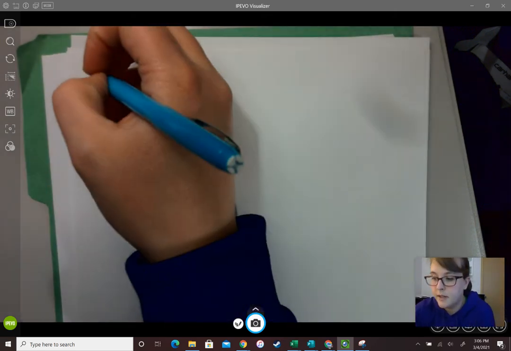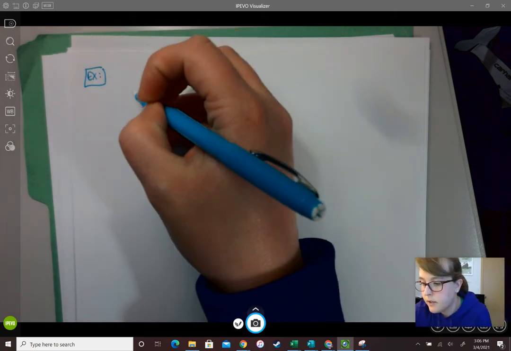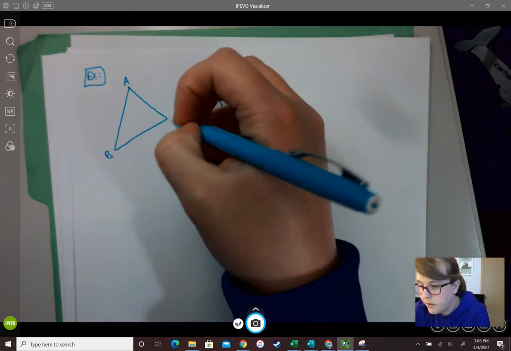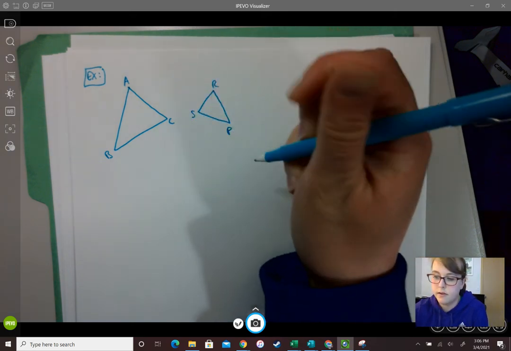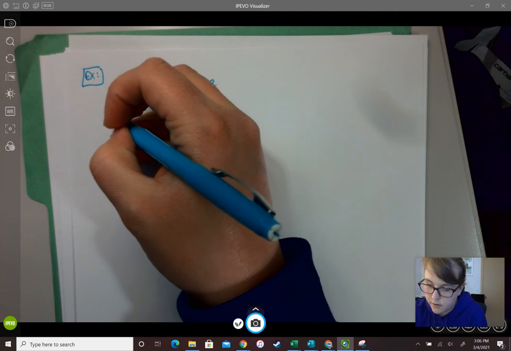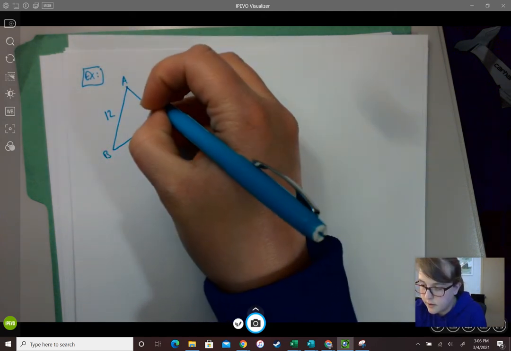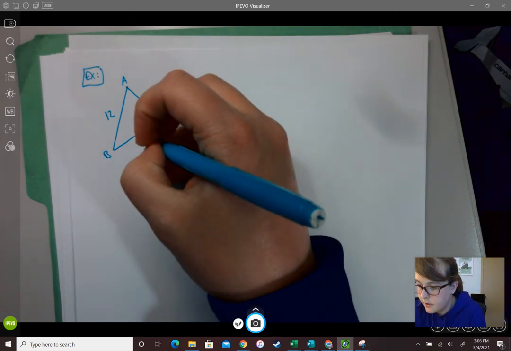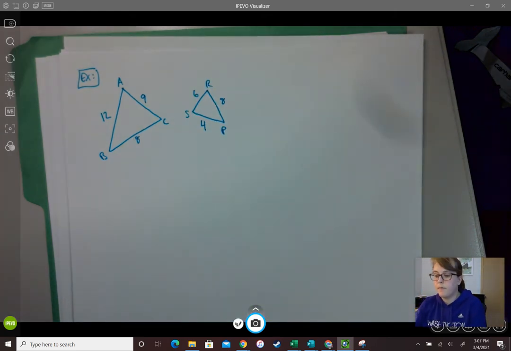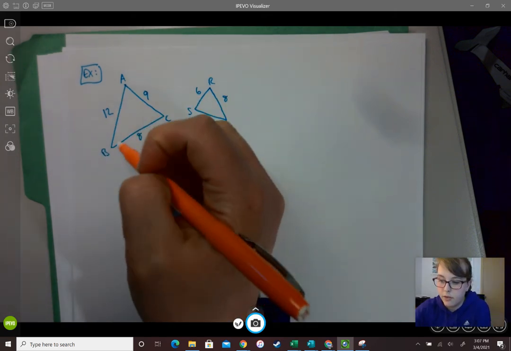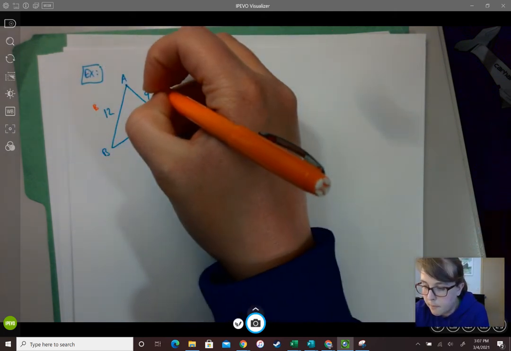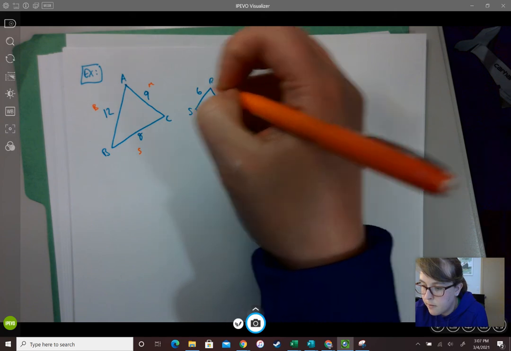Okay, so last couple of examples here. A, B, C, R, S, P. We'll go with 12, 8, 9, 6, 8, 4. Okay, so on this one, we're going to check for SSS similarity because we have all three sides on both shapes. So I'm going to label these big, medium, small, big, medium, small.